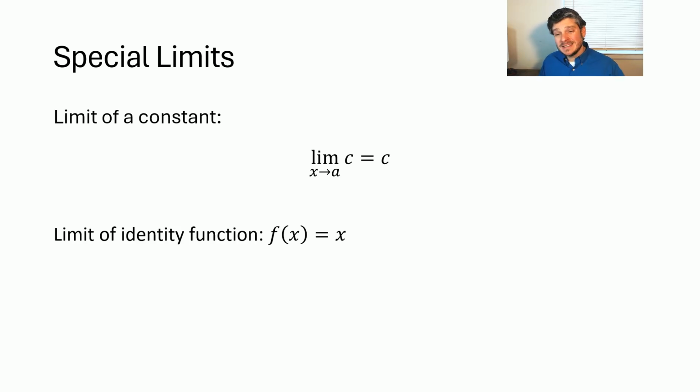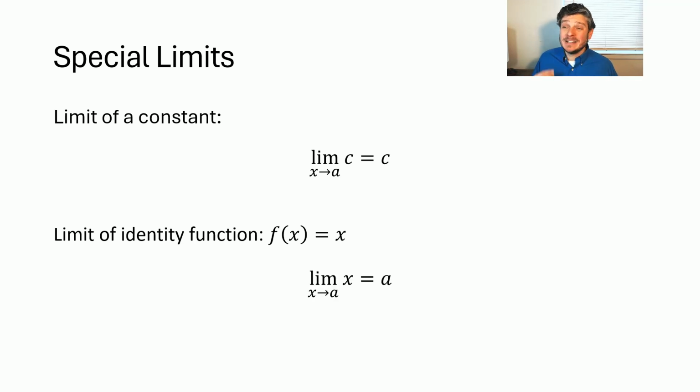Also, we have the limit of our identity function. So our identity function is f of x equals x, meaning I plug in x and I get x. Identity is this concept where it is a do-nothing. So the multiplicative identity is 1, because if I multiply by 1, it does nothing. The additive identity is 0, because if I add 0, it does nothing. The identity function is simply f of x equals x, because it does nothing. Whatever I plug in, I'm going to get back out.